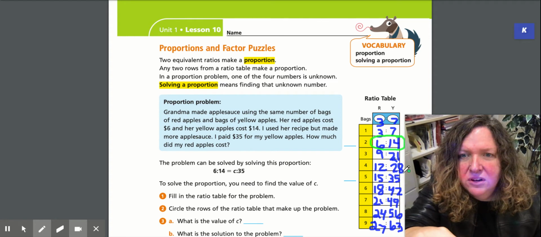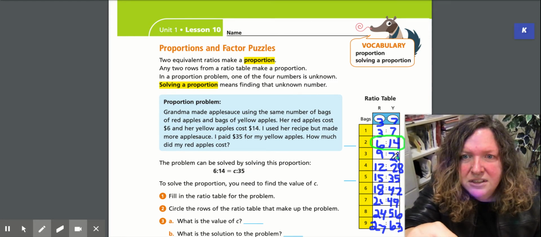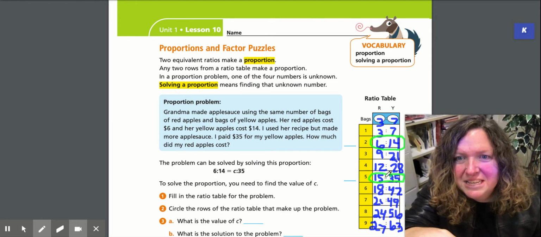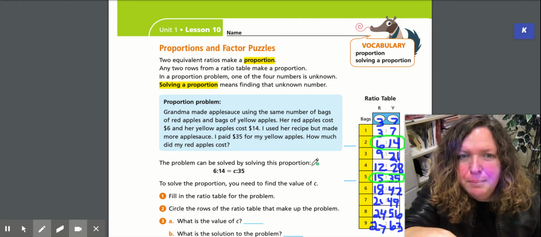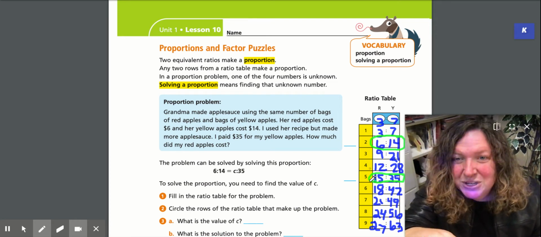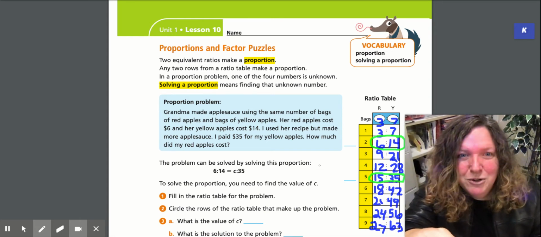Let's take a look at here. We're looking for yellow apples that cost $35. There it is. We found it in our ratio table. Now, we've already filled it out. We already know the answer. We already know what C is. Take a look right there. It's 15, but they're wanting us to solve it not only using a ratio table, but see how that relates to solving it with a factor puzzle.